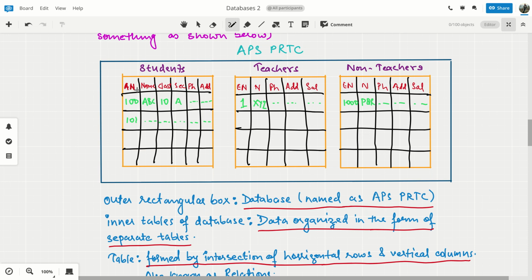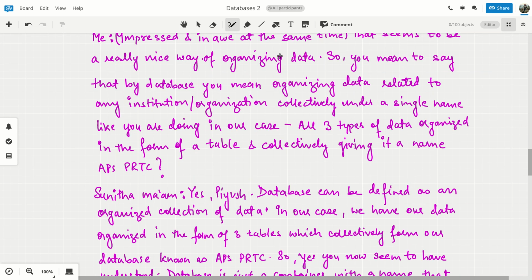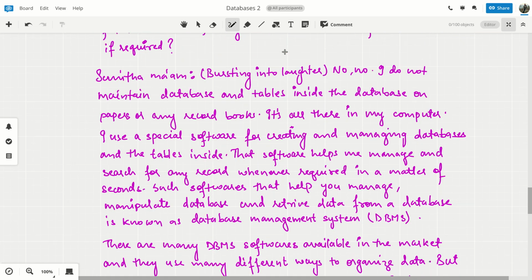This is because of course time crunch was there, so she wanted to just explain how they are managing it. So she meant that there are various ways of organizing data depending on the members associated with your organization, but what we prefer in our school is creating tables, and then those organized tables taken together collectively after giving a name is known as the database of our school. So that is what she was explaining to me.